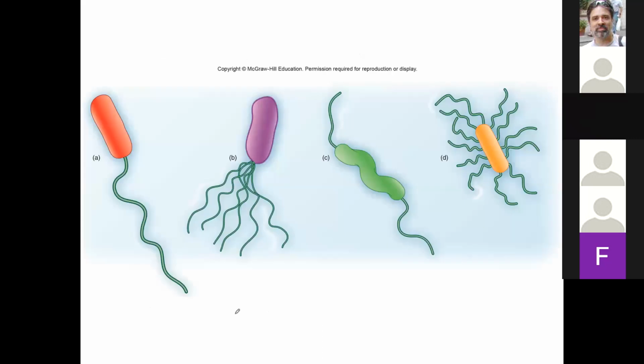That's what it looks like. There's monotrichous. There's lopho. Amphi. And there's peritrichous. So different arrangements. But in every arrangement, these cells can move in any direction.